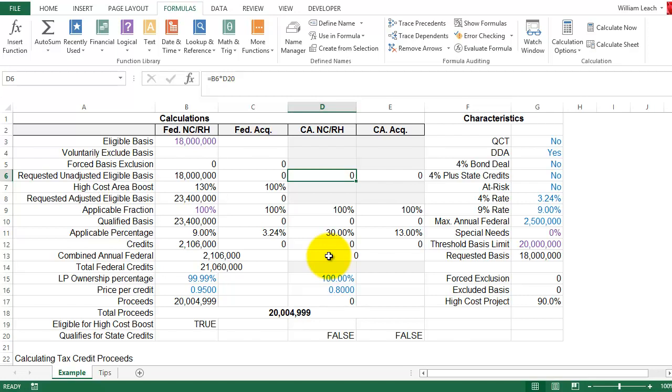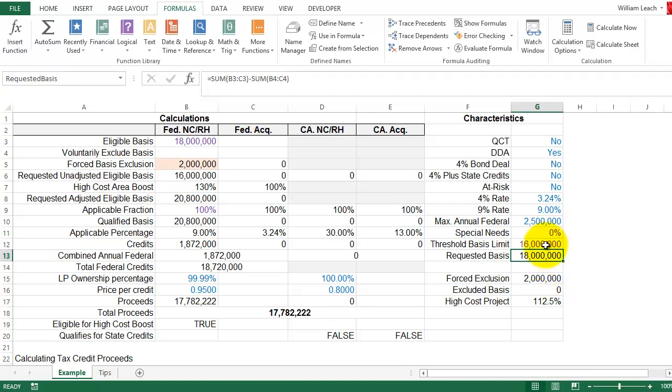Okay, now another thing I'd like to show you is sometimes you ask for more credits than you're eligible to ask for. If that's the case, you're going to get disqualified. For example, your threshold basis limits. Right here, we're requesting 18 million, and our threshold basis limit is 20. But what if the threshold was less? What if it was 16 million?